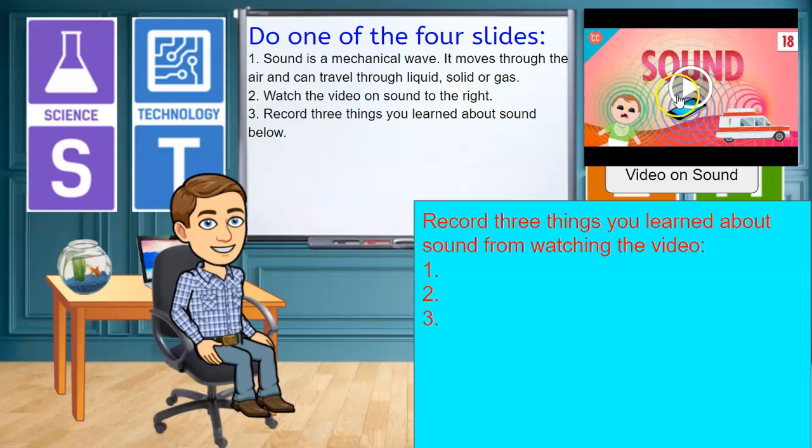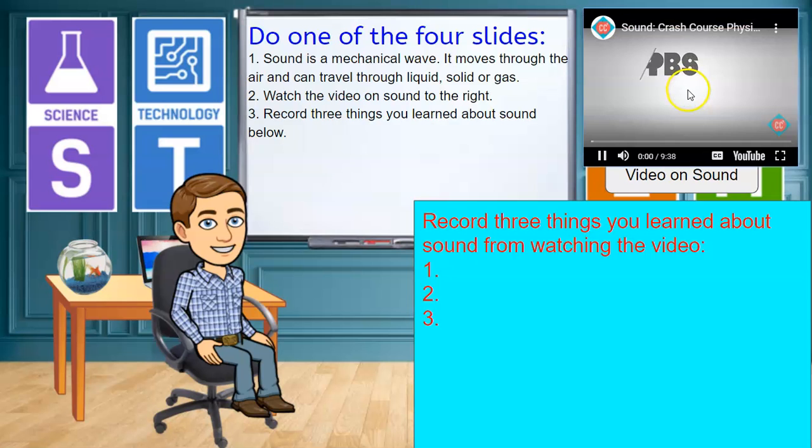This is a more complex video. In fact, they even get into some equations near the end. So a very complex video. 3. Record 3 things you learned about sound. You're going to go ahead and record 3 things you learned about sound. So you'll watch the video, record things like if it says during the first 10 seconds.